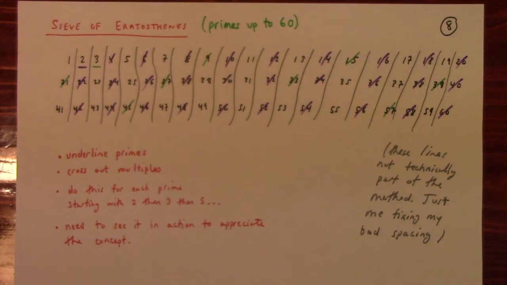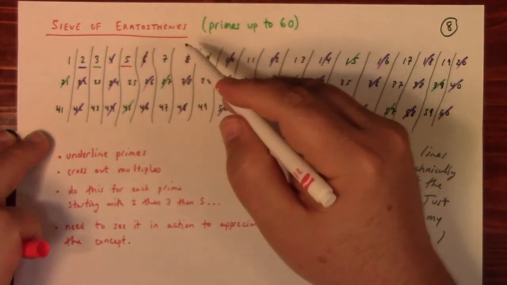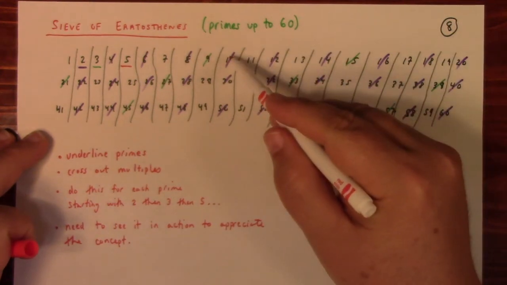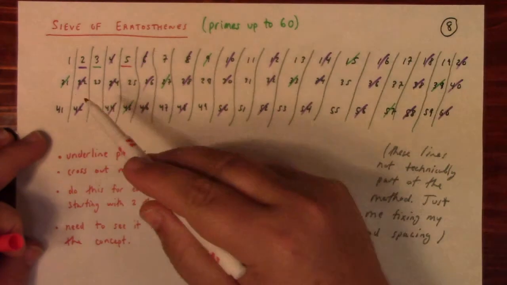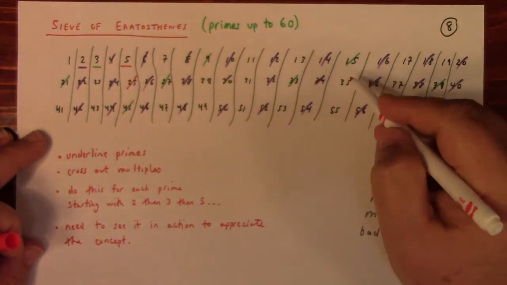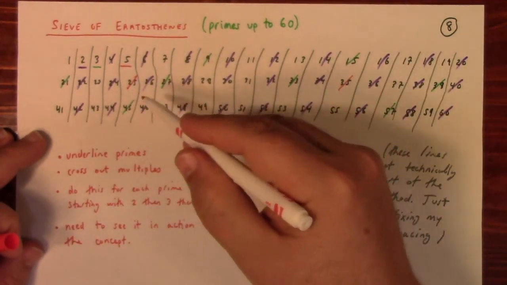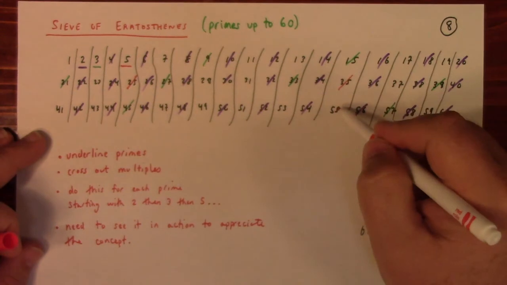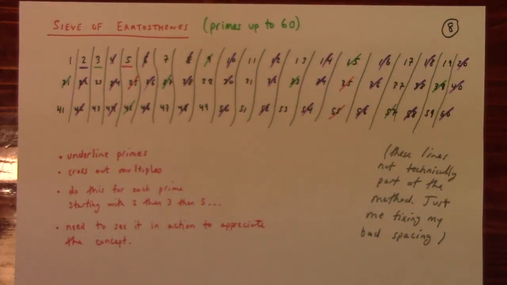I'm going to run out of colors here pretty soon, but 5 is the next one, right? So I cross out multiples of 5, but I think I already have. So 10, 15, 20. Oh, I didn't get 25 yet. No, it's gone. 30, 35, oh, gone. 40, 45, already got that one with the 3s. 50, 55, oh, they're gone. All right, so we got rid of all the multiples of 5. What's up next?